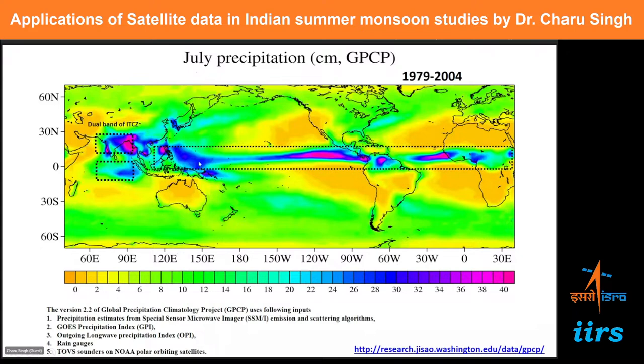This is known as ITCZ, Intertropical Convergence Zone. Intertropical Convergence Zone is the zone where the maximum rainfall of the globe is observed. This is also the zone where we observe the maximum cloud cover.